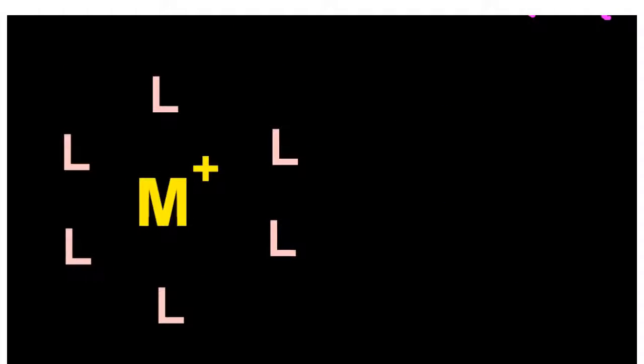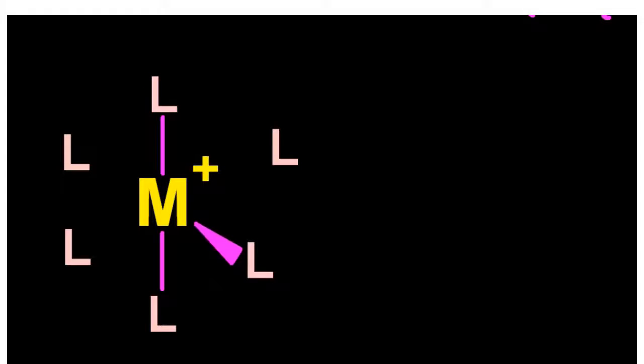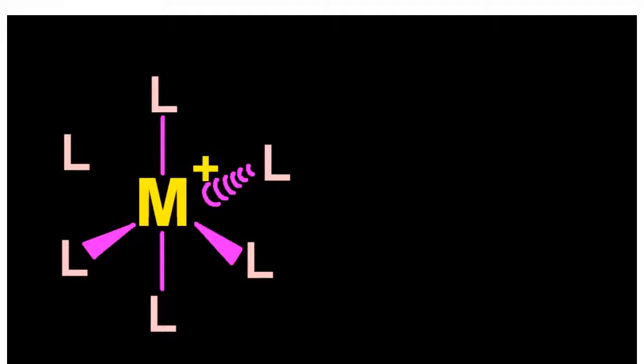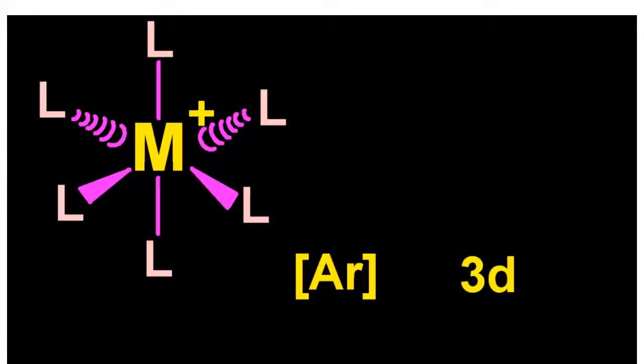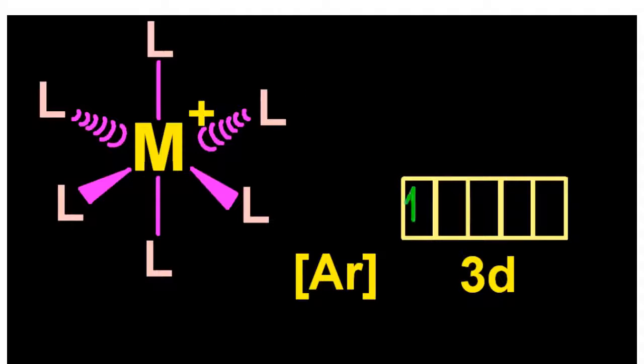Is it +2, +3? Alright, so a complex is made of a central transition metal ion with ligands datively covalently attached. Now the 4th reason that isn't IB is how many ligands are attached, but we are only going to look at 6 ligands, the so-called octahedral shape. So the electronic configuration, shorthand, is argon 3d, let's say 3d2.